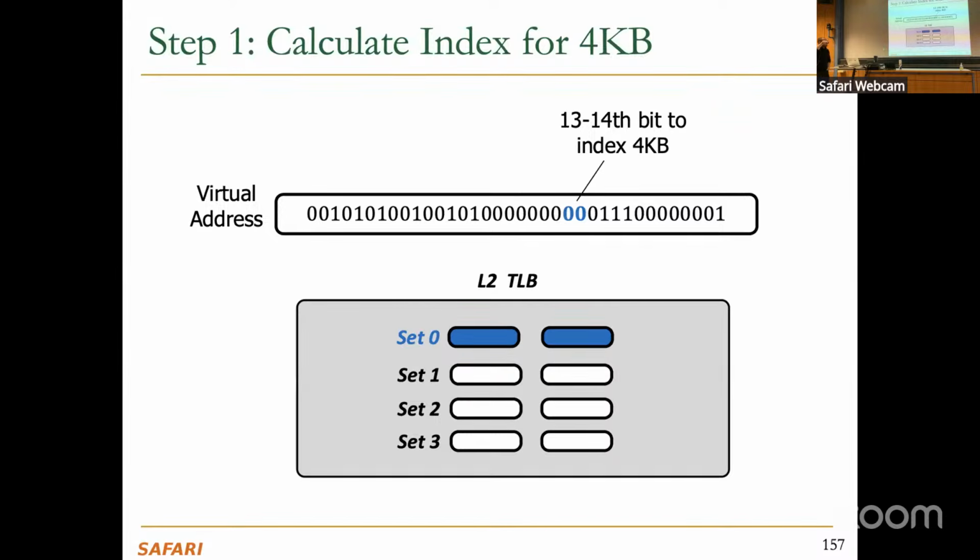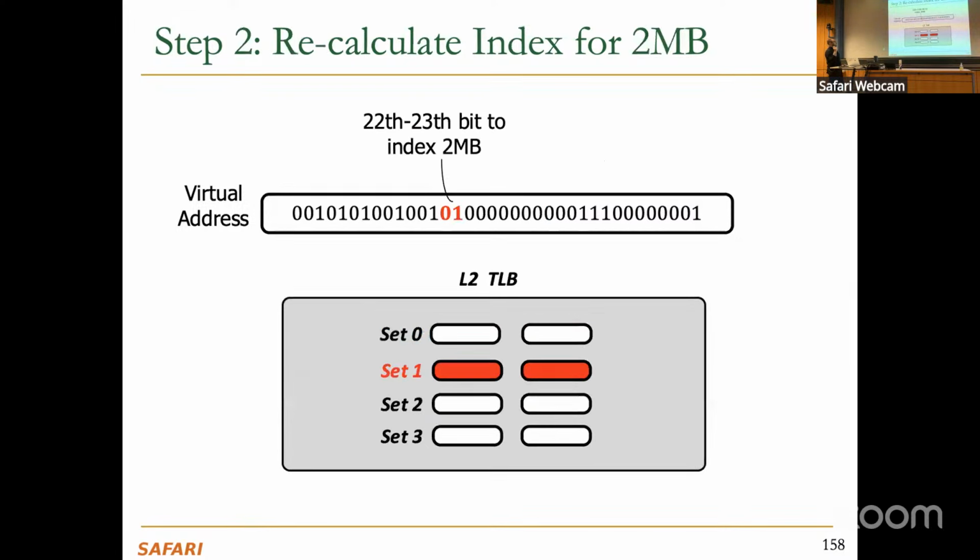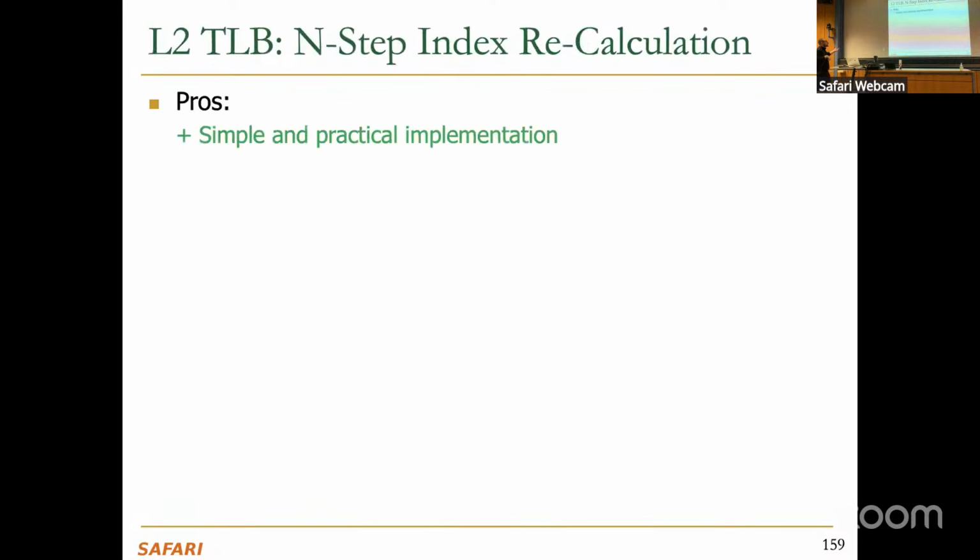We first form the index, assuming a page offset of 12 bits. The index here is 2 bits, 0 0, which corresponds to the first set. We need 2 bits because we have 4 sets in the L2 TLB. We don't find a hit, it's a miss. We have a tag mismatch. And then we form the next index using the 22nd and the 23rd bit, assuming a 2 megabyte page. In this scenario, the index changes. The index points to set 1 for the 2 megabyte one. How do we do this? With an n-step index recalculation again.